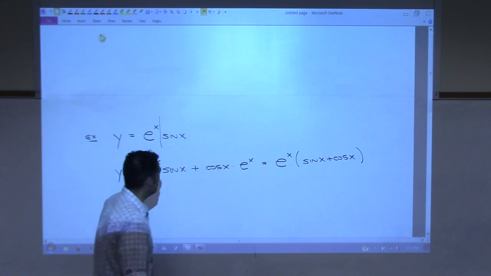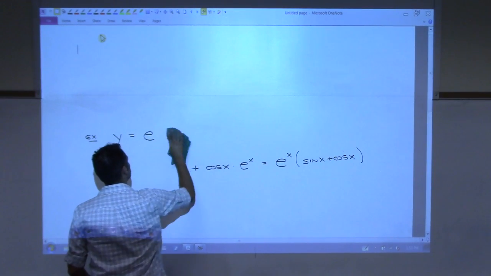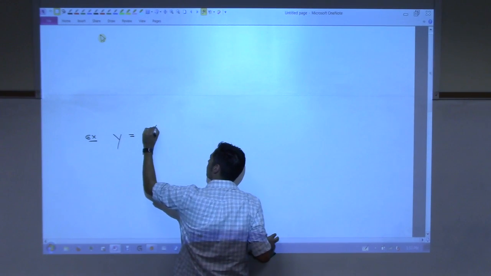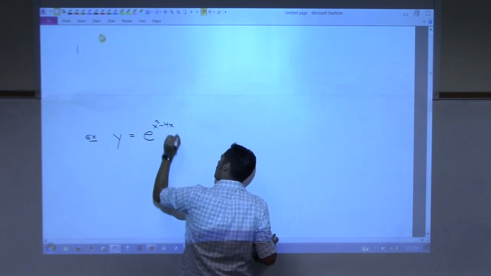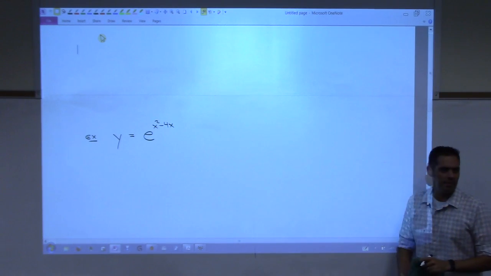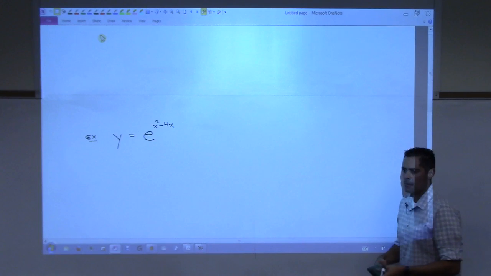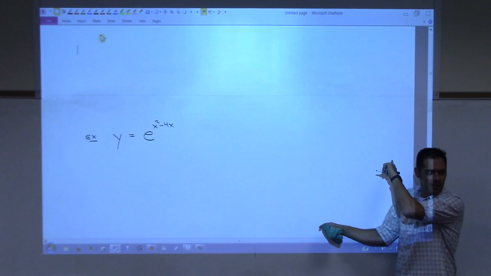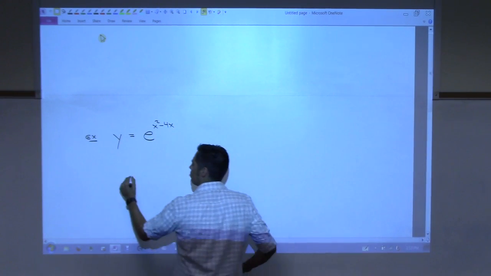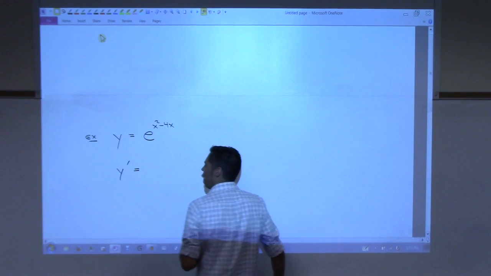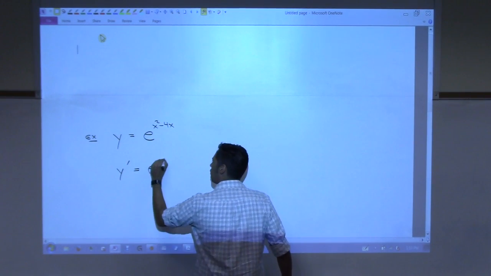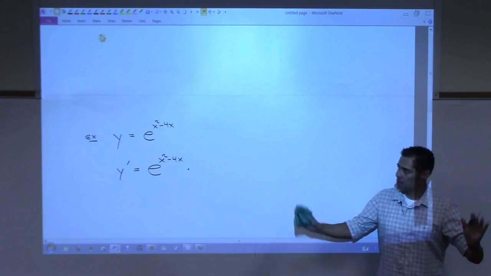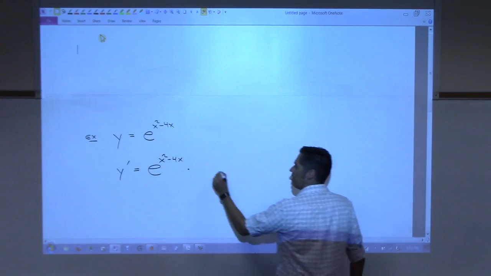All right, how about this one? What's the derivative of that? It's kind of like that one I did with the 4 raised to the x squared something. Same story. So it's chain rule, right? So what do I have? e to the x squared minus 4x times natural log of e, which is 1, times 2x minus 4.